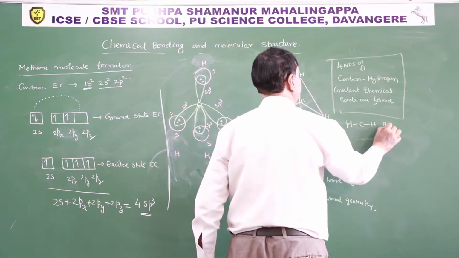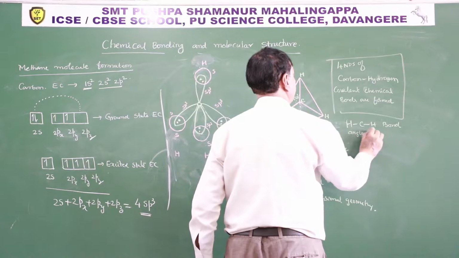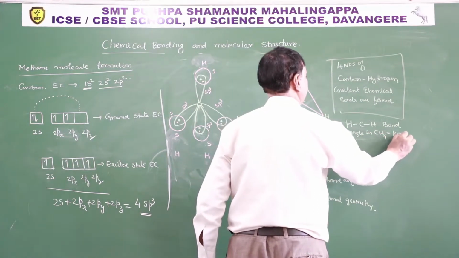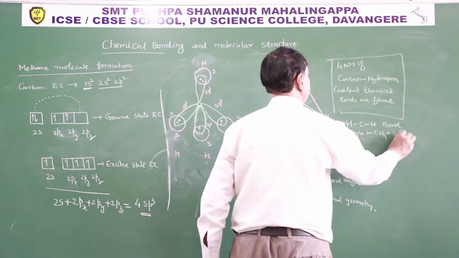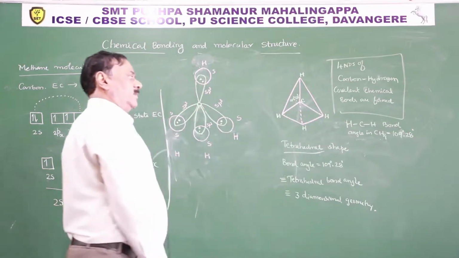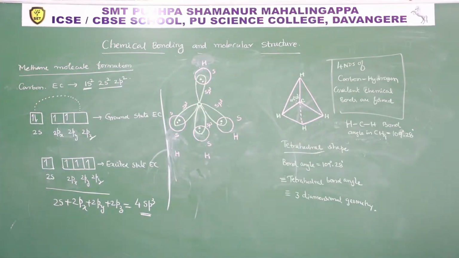The HCH bond angle in methane is equal to 109 degrees 28 minutes. This is about the shape of the methane molecule. Is it clear?